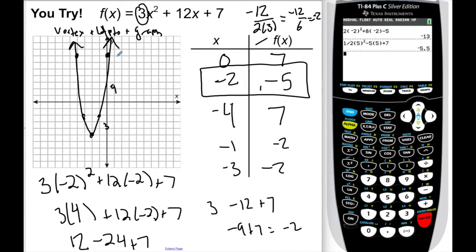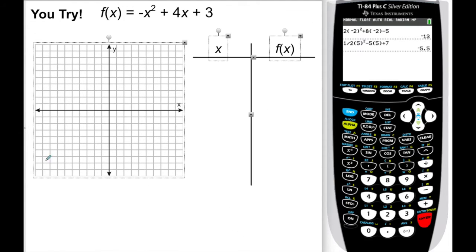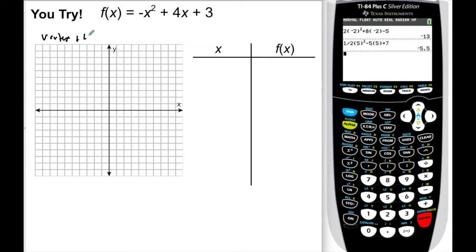All right, and then in a moment I will move on to our final you-try. All right, last you-try, we're going to do them with a negative coefficient. So again, what I want you to do is pause the video. I want you to find me the vertex plus 4 other points, and then I want you to graph. Okay, so pause the video, give me the vertex and 4 other points on the graph, and then unpause, and we'll see if you got it.